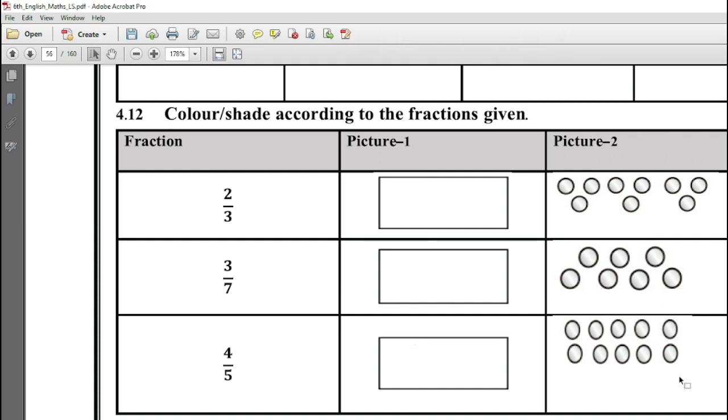And if you consider here 10 balls are there, out of 10 balls you have to color 5 sets. First of all you have to divide these 10 balls into 5 equal groups. You should group it. And if you consider here 10 balls, you can get 5 groups of 2 balls each. And out of that you should color 4 groups, that means 8 balls.